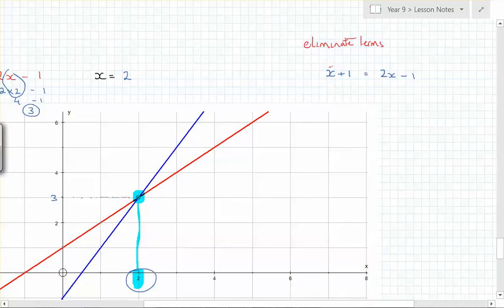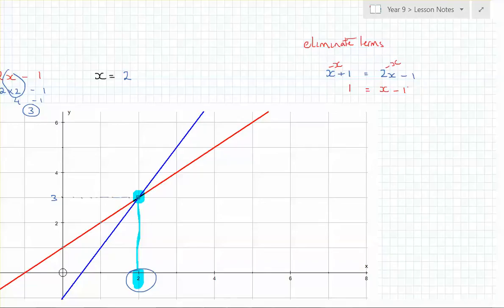What if I subtract x from both sides? 2 x's take away 1x is 1x. So x, and I've still got minus 1 there. If you take away the x, it's x minus 1 equals 1. So what do I do now?